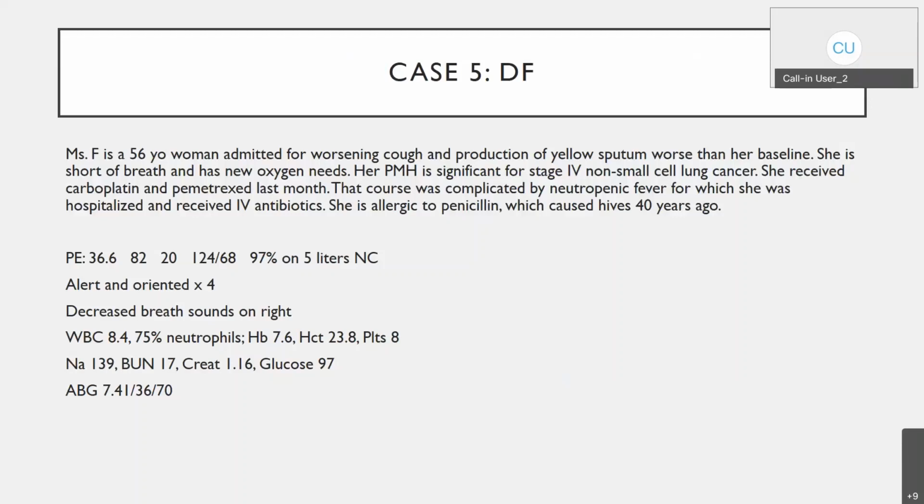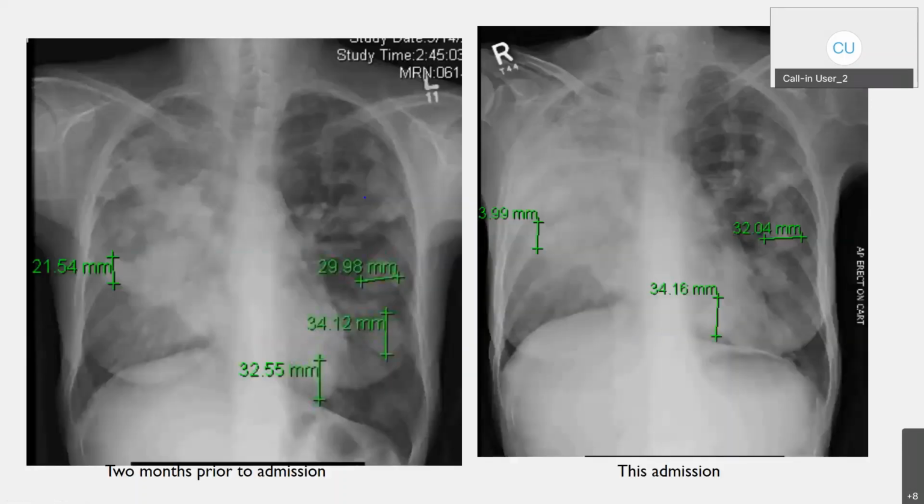On exam, her temperature is 36.6, heart rate 82. She's satting 97% on 5 liters. Has decreased breath sounds on the right, and the rest of her labs are there. You'll note that her platelets and her hemoglobin are low, probably from chemo, but her creatinine is relatively normal. This is her chest x-ray. This was 2 months prior to admission, and then here is this admission.